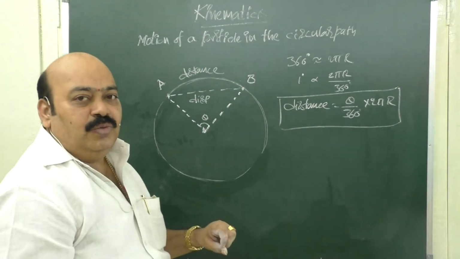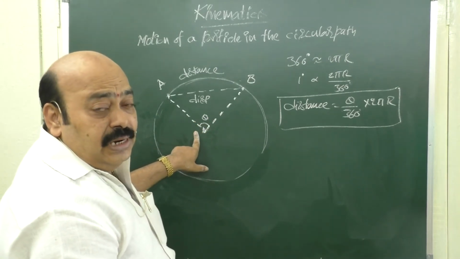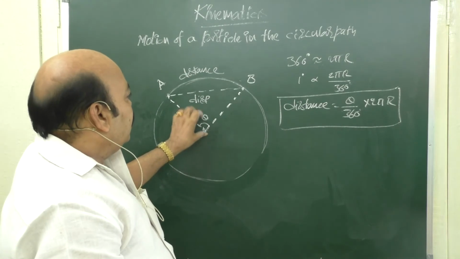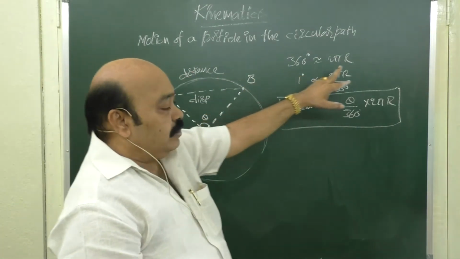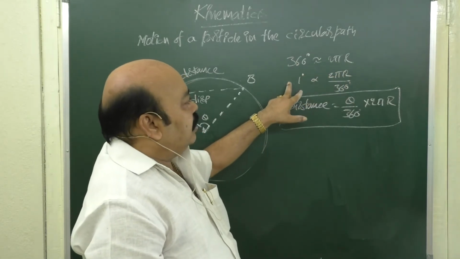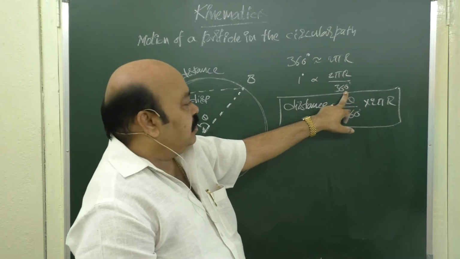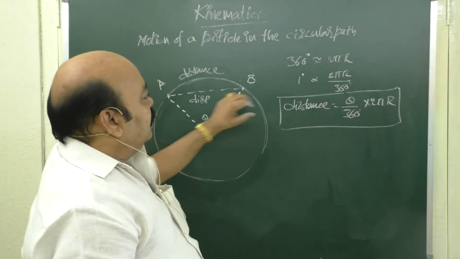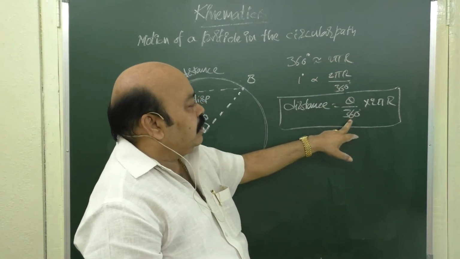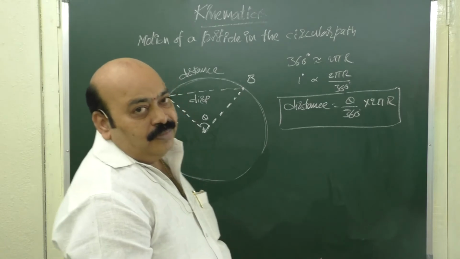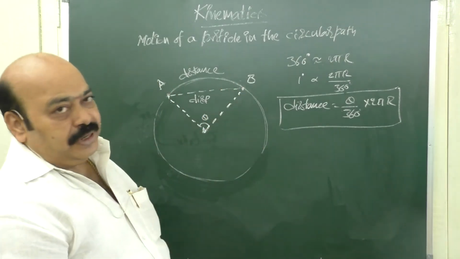Check it once. The total angle subtended at the center of the circle is 360, and it corresponds to the whole circumference, that is 2 pi r. Here 1 degree corresponds to 2 pi r by 360. If you want to measure for theta, it is simply the multiplication of this factor with theta, theta by 360 into 2 pi r. Very simple. Now, what is the displacement?